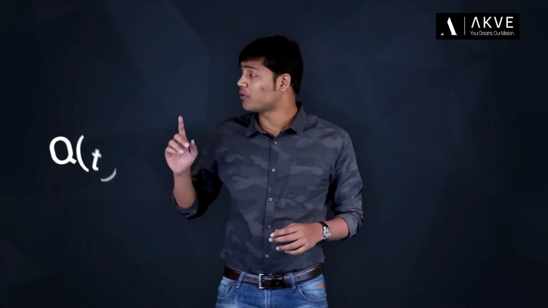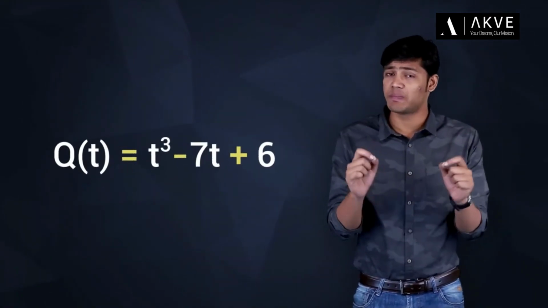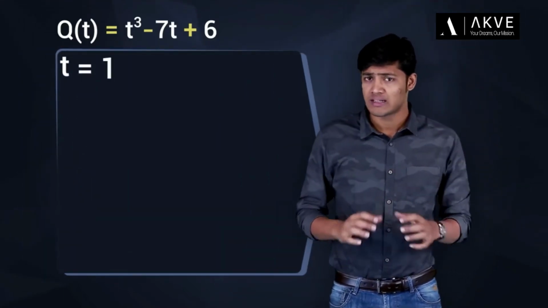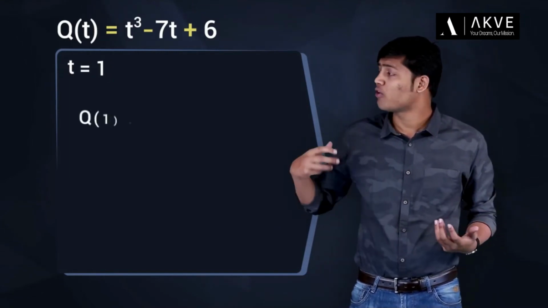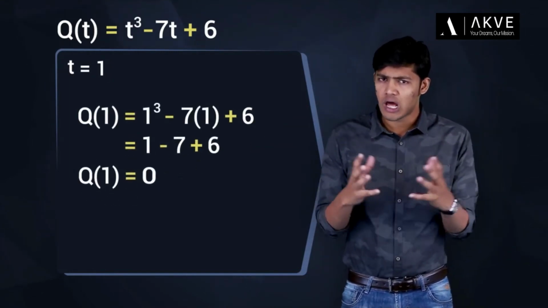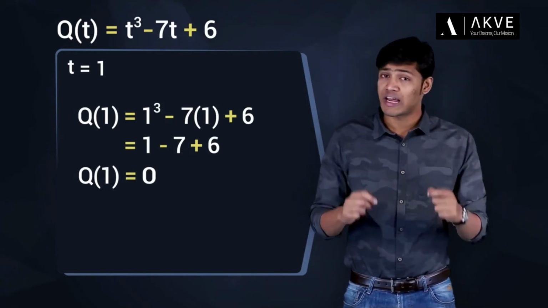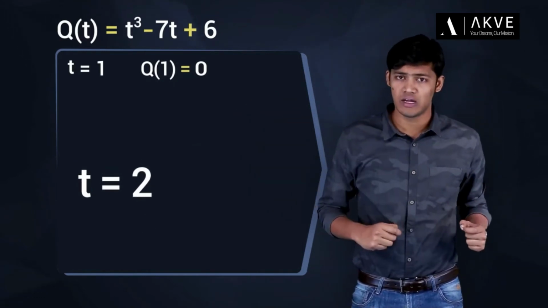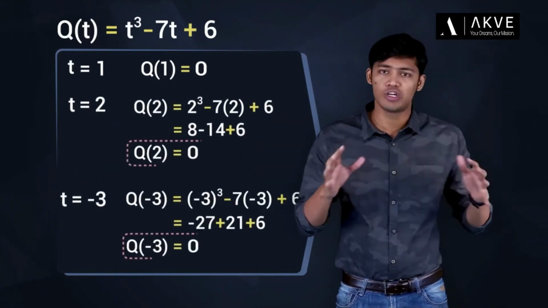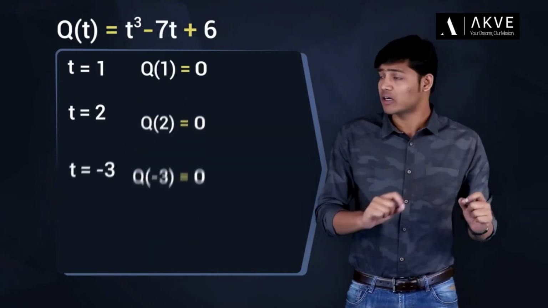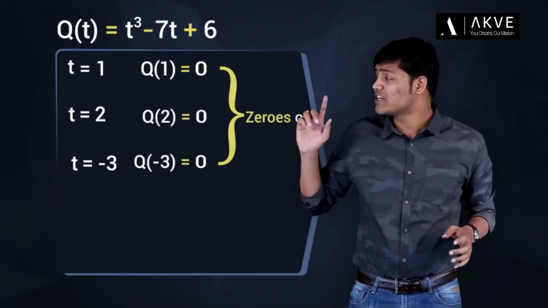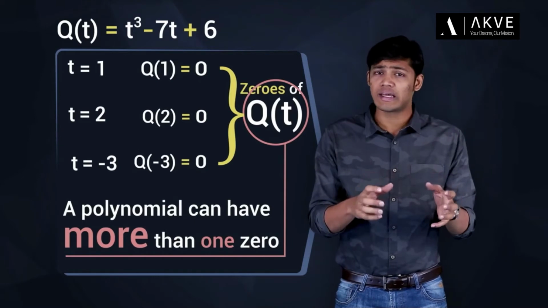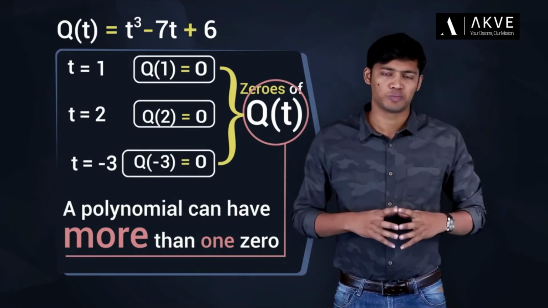For the polynomial q of t equal to t cubed minus 7t plus 6, t equal to 1 is the zero of this polynomial, since at t equal to 1, q of 1 is equal to 0. Now, if we try some more values, we can observe that even for the value of the variable equal to 2 and minus 3, the value of the polynomial will be equal to 0. So we can conclude that even 2 and minus 3 are the zeros of this polynomial q of t. So from this, we can conclude that a polynomial can even have more than one zero.